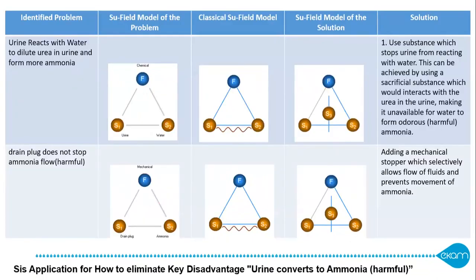Similarly, there is another technique where you can introduce a sacrificial system, S3, for reducing this interaction between the water and urea in the urine. That's called a CIS application for how to eliminate key disadvantages. Urine converts to ammonia, which is a harmful function. This is a very technical TRIZ process. I know there are non-TRIZ people also present here, but this is very simple to understand. There are three systems, system one, system two, and a chemical function. We are trying to avoid the interaction between S1 and S2 by introducing a third substance, either sacrificial or non-sacrificial. That's it. Don't get into the technology tool as such here.